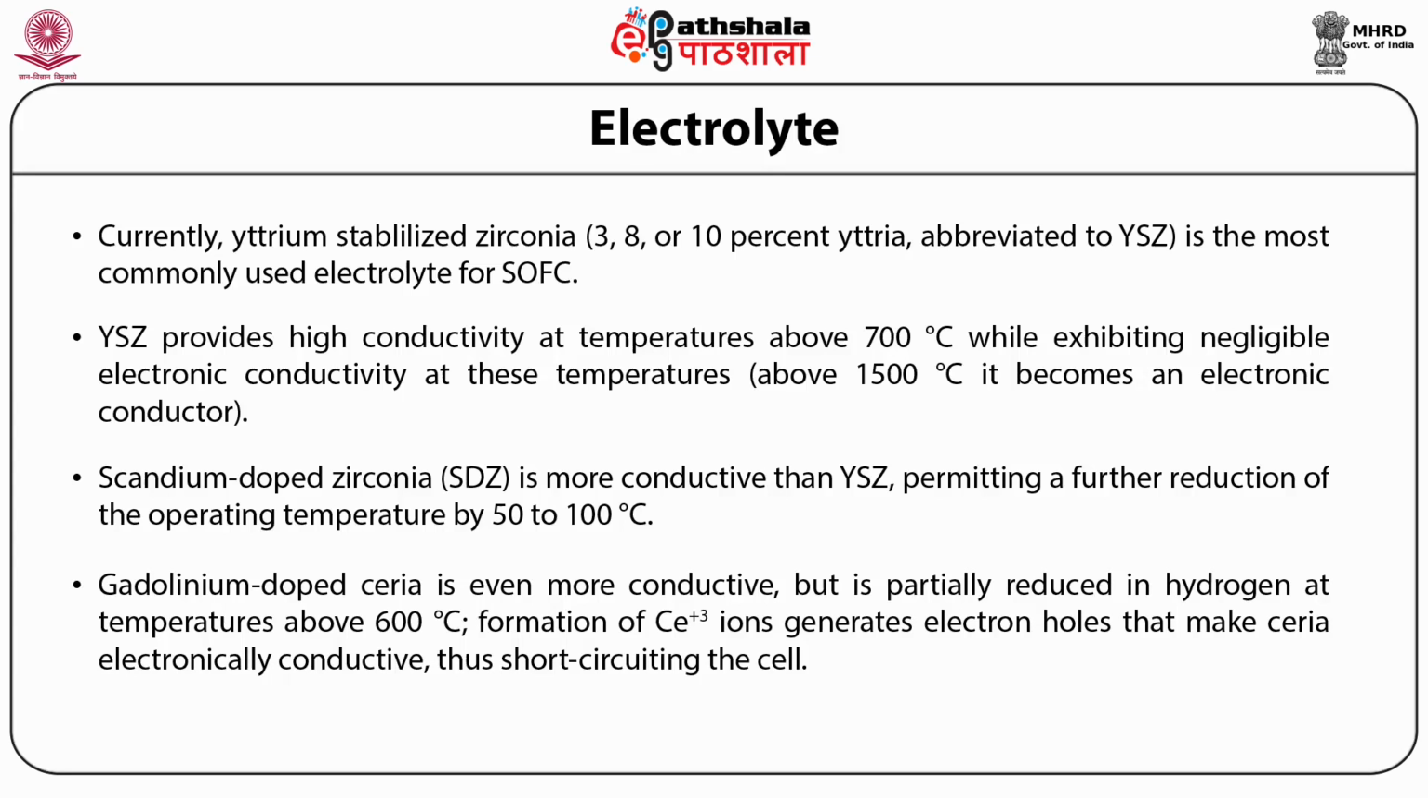Gadolinium-doped ceria is even more conductive but is partially reduced in hydrogen at temperatures above 600 degrees Celsius. Formation of Ce3+ ions generates electron holes that make ceria electronically conductive, thus shorting the cell. Alternative electrodes have been considered and are being developed.